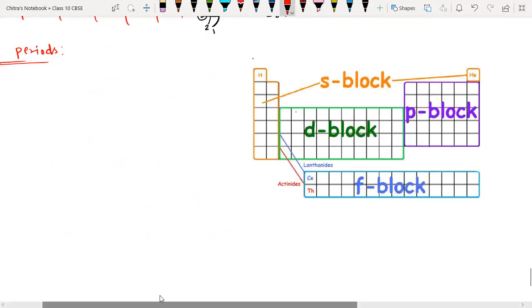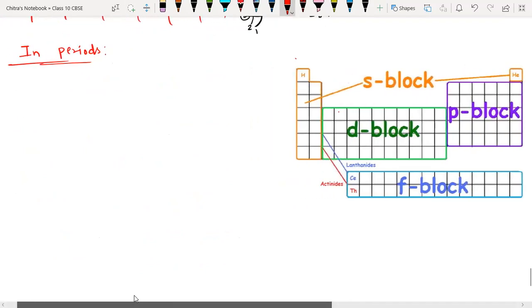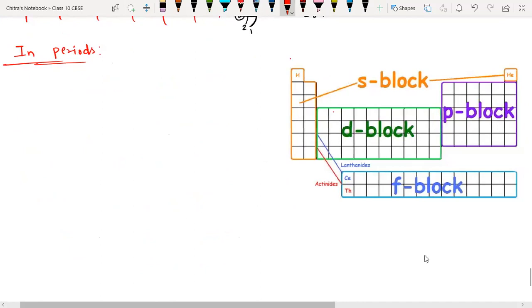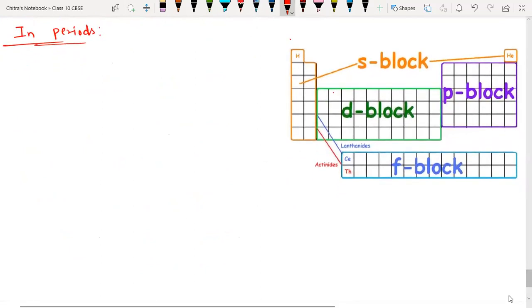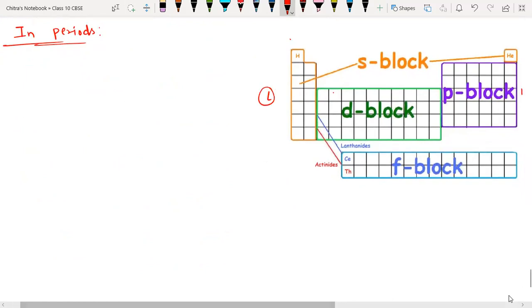See here, top to bottom is group. So for period it is left to right. Is it or not? Yes, sir. Here we have the left and here we have the right side. I'm just taking an example for the second period because in the first we have only two elements.